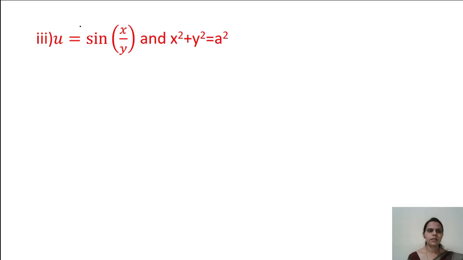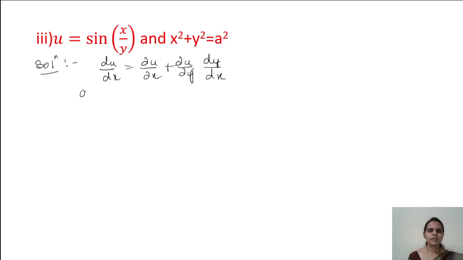Let's move on to the next problem. That is u is equal to sine of x by y, and given x square plus y square is equal to a square. We know that du by dx is equal to dou u by dou x plus dou u by dou y into dy by dx.